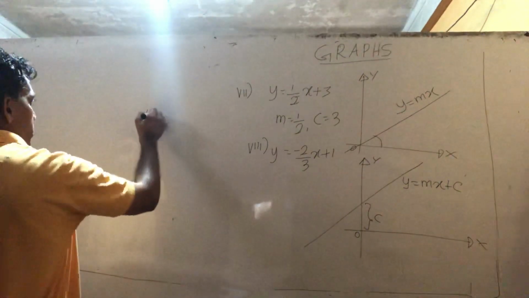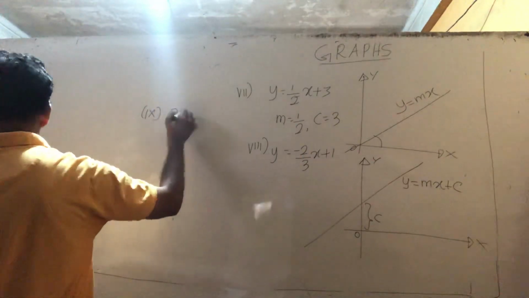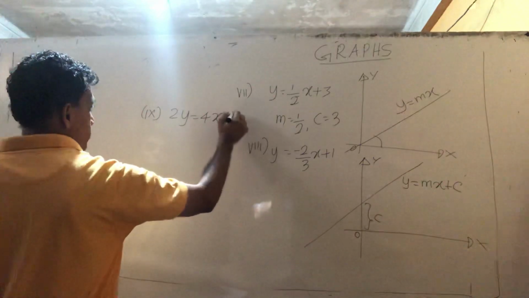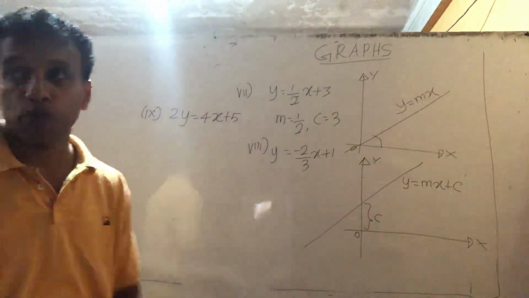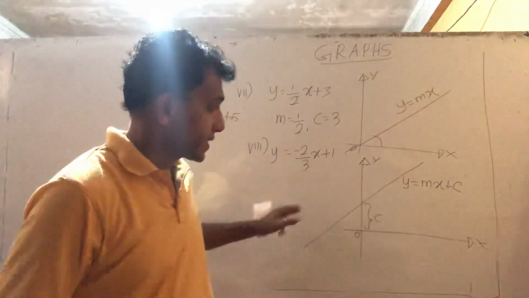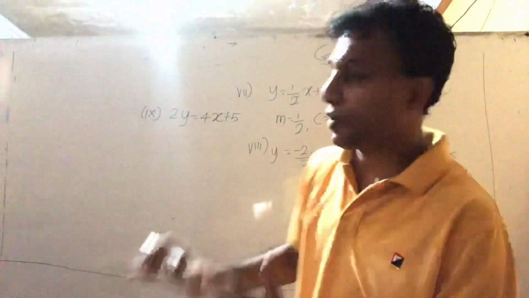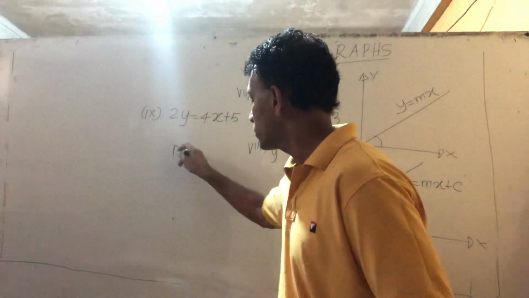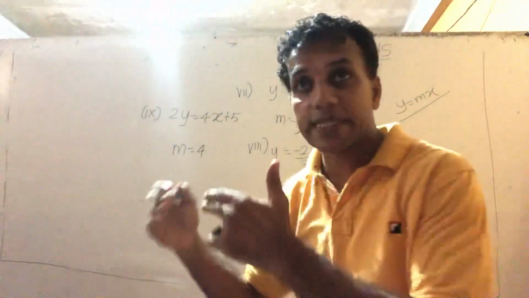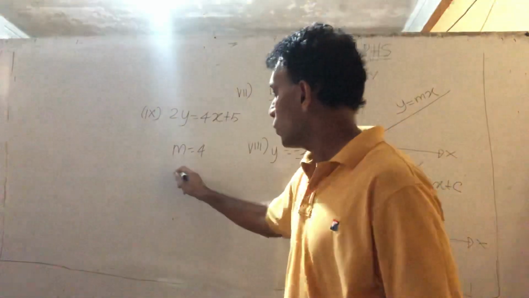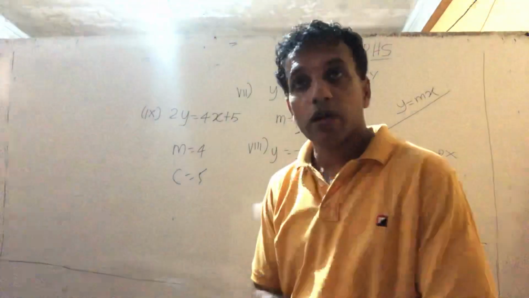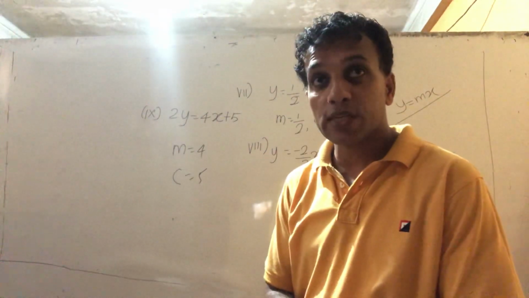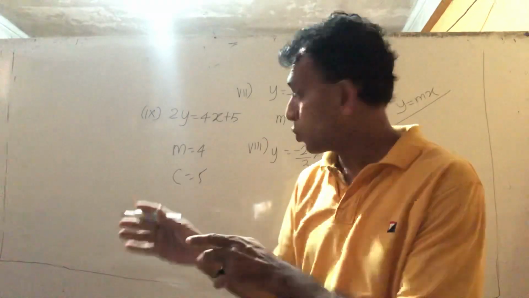Next, ninth part, 2y equal 4x plus 5. It is also of the form of this pattern, the intercept pattern. So write the m value and the c value. If we say m equal 4, in front of x, and c equal 5, if you say that, how is the answer? This is a wrong answer. Don't copy others' answers.